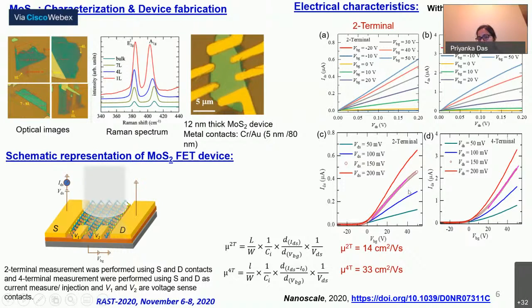And from figure C and D, we calculated the field effect mobility by using these equations. And we found a larger field effect mobility in the 4-terminal measurements compared to the 2-terminal measurement. This is due to the effect of contact resistance, because the advantage of using the 4-terminal measurement is that we can eliminate the effect of contact resistance, which is very vital when we are measuring intrinsic photo transport properties.